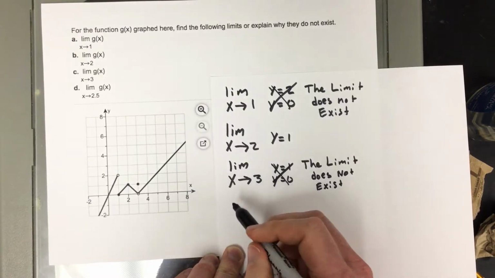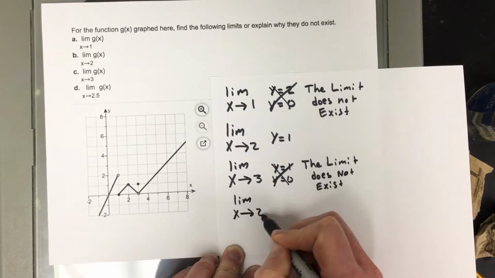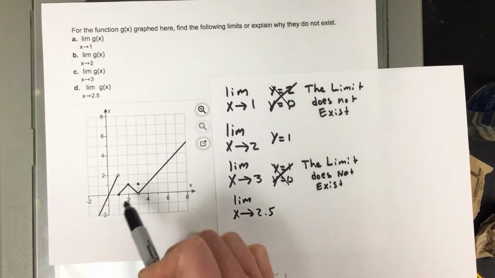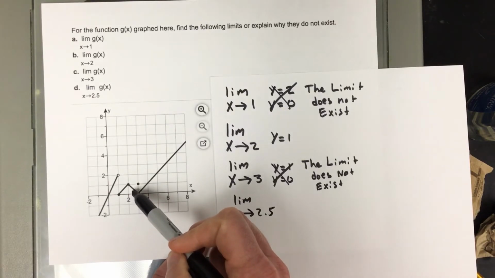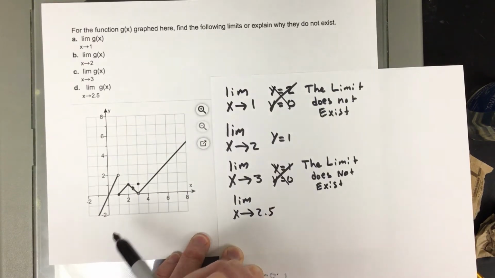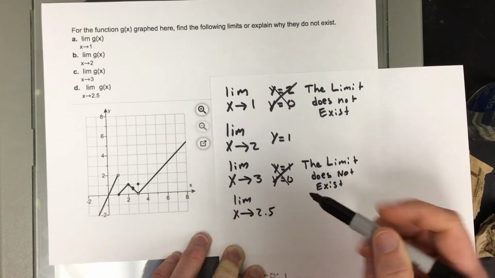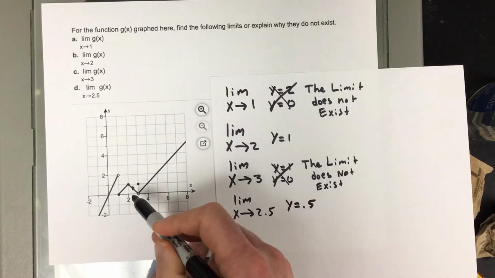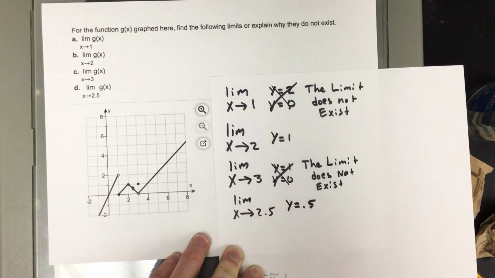There's no limit at that point. So then let's look at what the limit is as x approaches 2.5. So this one here we're going to kind of have to guess at a little bit, but as we approach 2.5, so right in here, that's 2.5, the y value there would be 0.5. So our limit would be y equals 0.5. And I know this is okay because we don't have any jump discontinuity here. This is a continuous function.